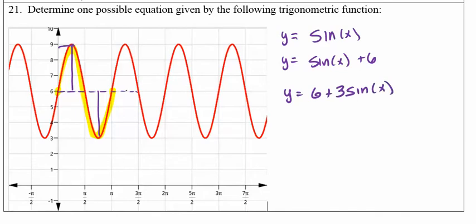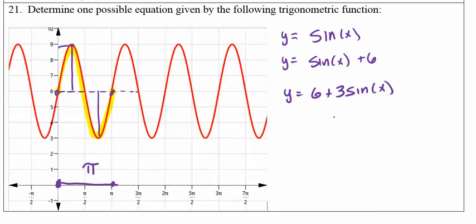The last thing I have to do is figure out the period. So you'll notice that it started here, right? Started here and it ended here. Well, if I transpose that down to the x-axis, that's a distance of pi. So my period, sorry, my period is pi.